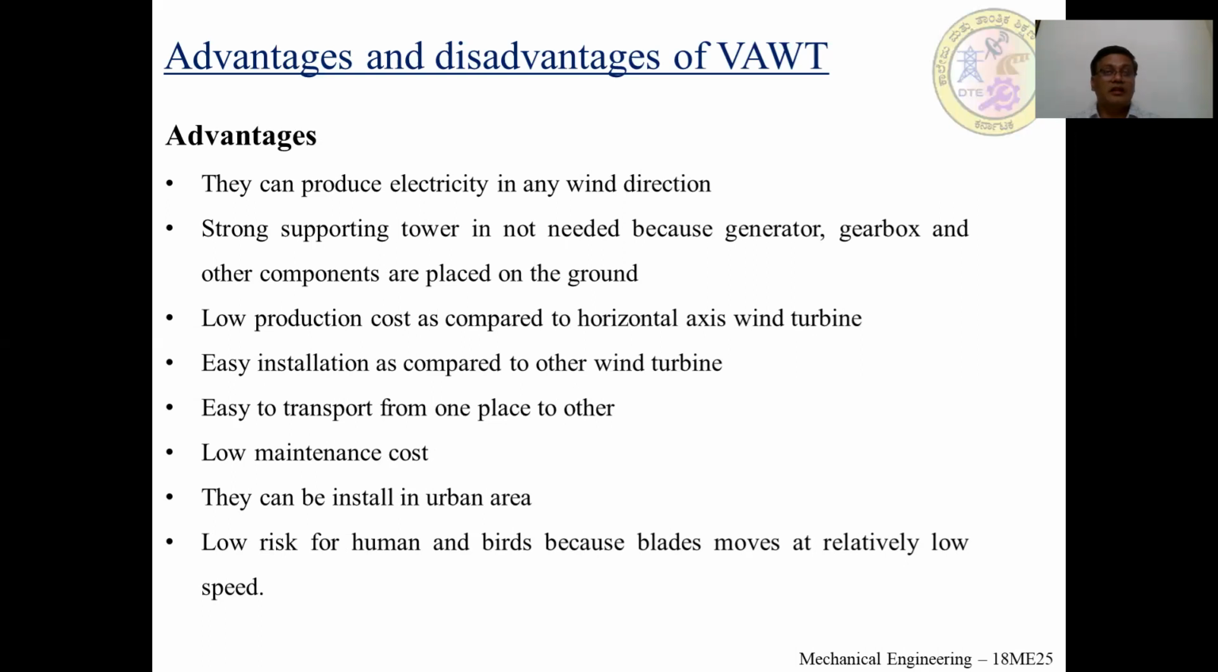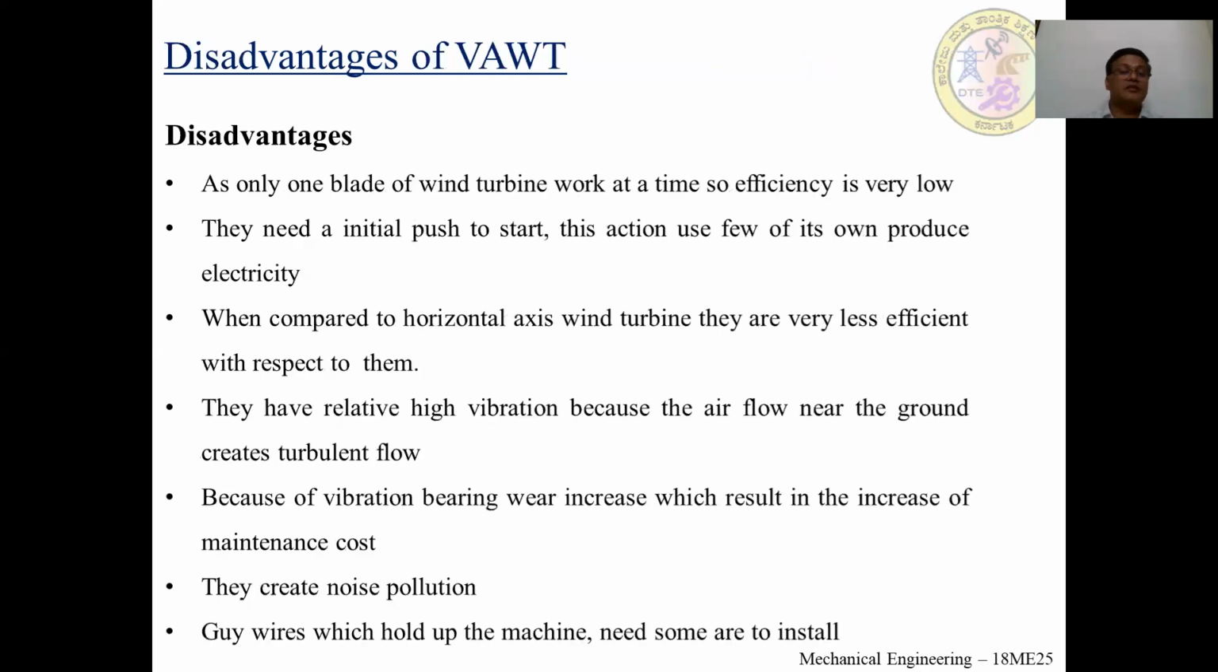Then they can be installed in urban areas, especially these vertical axis wind turbines. These kinds of turbines are especially meant for urban areas only. And the last, more important point is lower risk for humans and birds because blades move at relatively lower speed. So that is the most important thing. That will not impact humans as well as birds much. Okay, so these are the advantages.